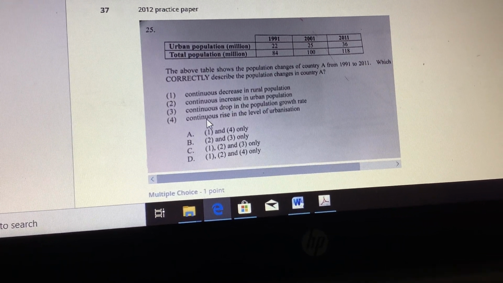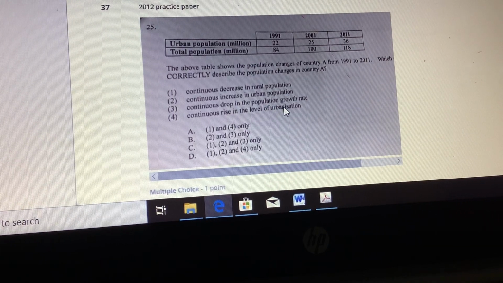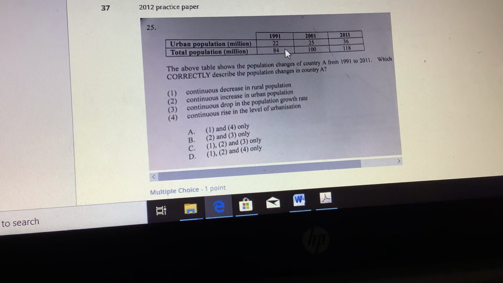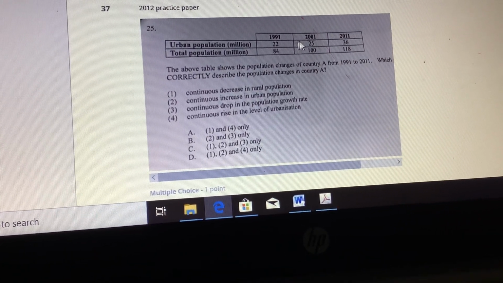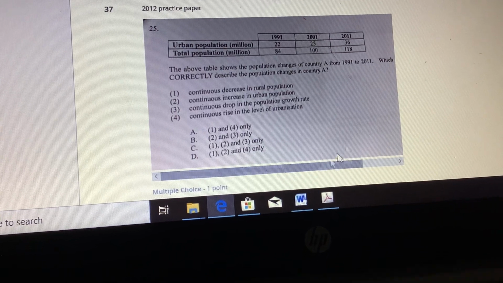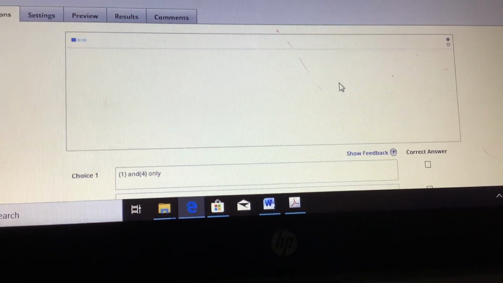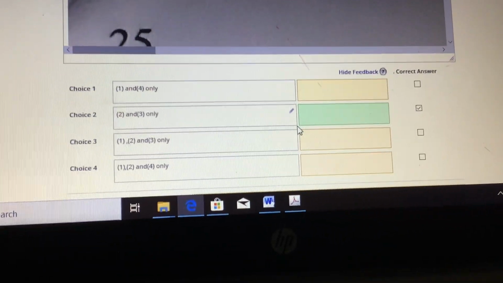Okay, continuous rise of the urbanization. So let's see. If you use the calculator to calculate, I think you can find that it's not increasing. The percentage of the urban population out of the total population is not increasing. Okay. Because of time, I'm not going to deal with you. Just the matter of not having a calculator. Okay, number 2 and 3.